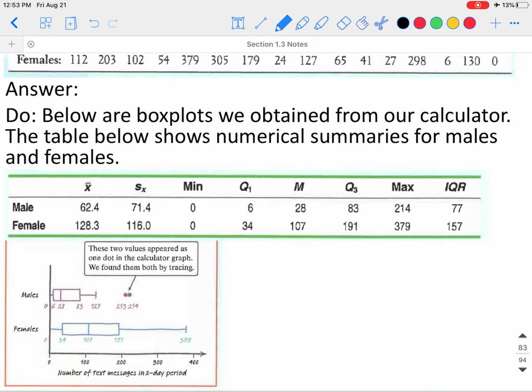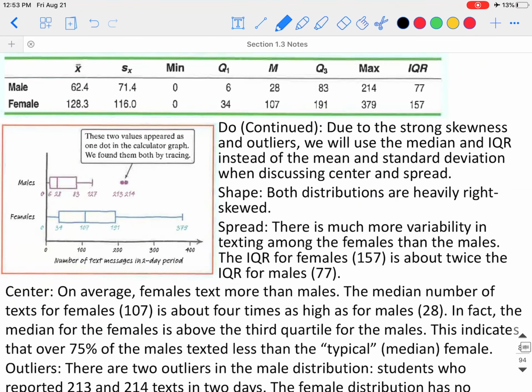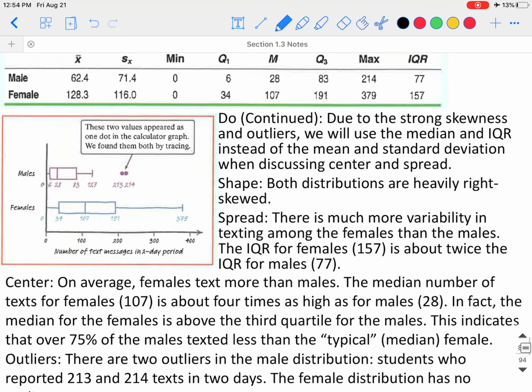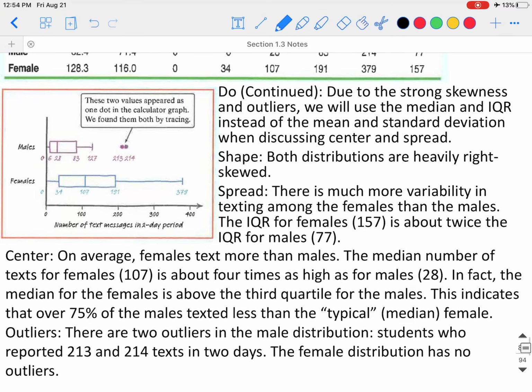Our center tells us that on average, females text more than males because the median number of texts for females is 107, and that's about 4 times higher than the median value for males, which is 28. We know that there are 2 outliers in the male distribution, students who reported 213 and 214 text messages in 2 days, and there are no females who are considered outliers.